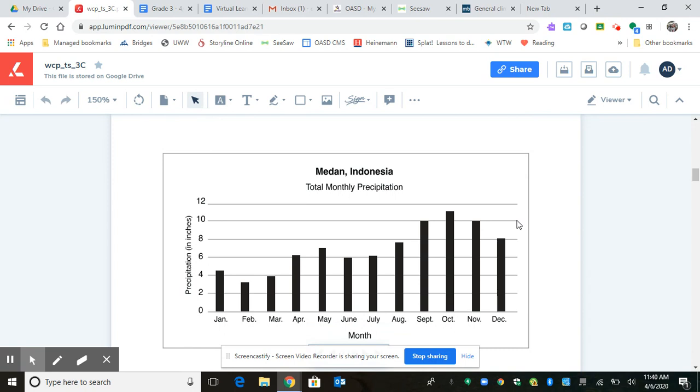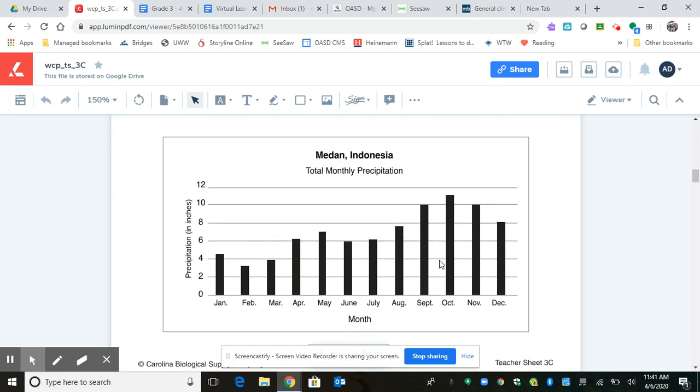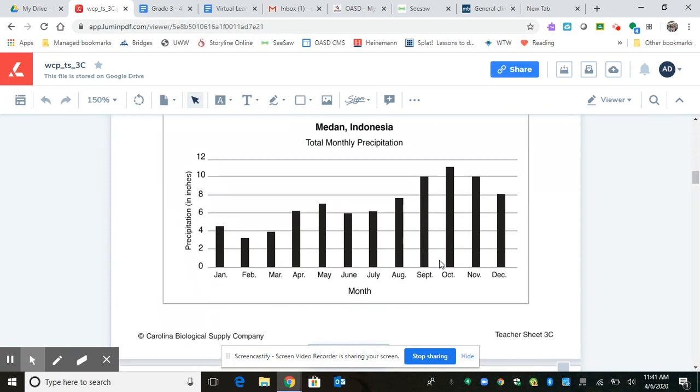So much different than the polar region in Norway, where it was less than 2 inches. Here, there's so much precipitation. And it looks like there's a lot more precipitation from September, October, November, December. So later in the year, they can get up to almost 12 inches, 10 inches of rain in a month. That's a lot. What's next?